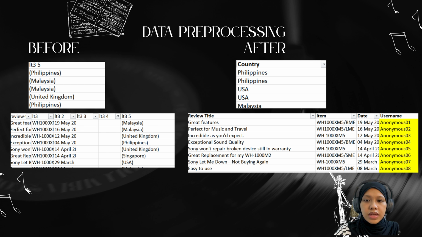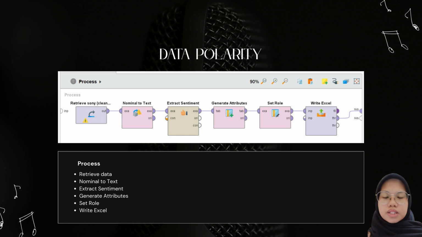Here you can see that before, the variable country was named IT35, and there were parentheses in the data. And so we removed the parentheses, and you can see the missing values in the column username. So we replaced the missing values with Anonymous 1, 2, 3, 4, 5, 6, 7, 8, and so on until all the missing values were replaced. To achieve the first objective, we need to have the sentiment of the customer reviews.